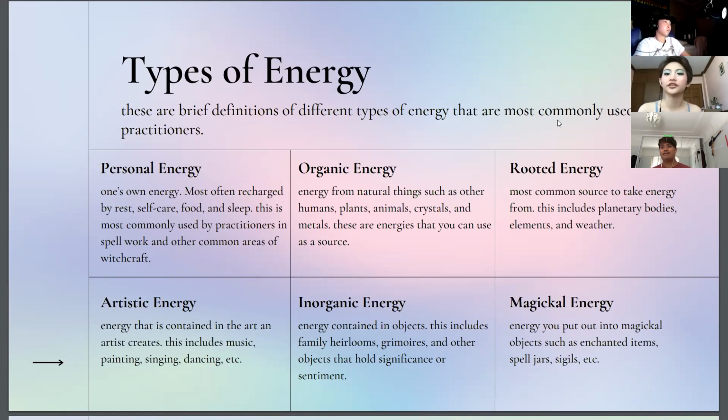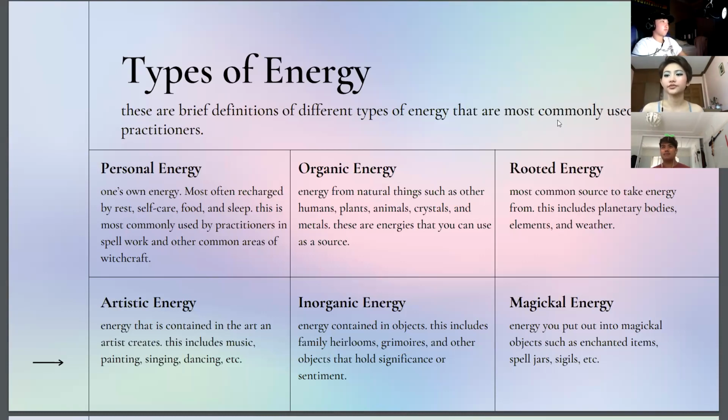Next is artistic energy. This is a very specific type of energy. Artistic energy is contained in the art an artist creates. So it includes music, painting, singing, and dancing. For example, there are people who cleanse using dance and using music. When you dance, the energy that you create while you dance is what's cleansing the space. So that's artistic energy. I know that people on the server crochet, and when they crochet with intent, that's also artistic energy.